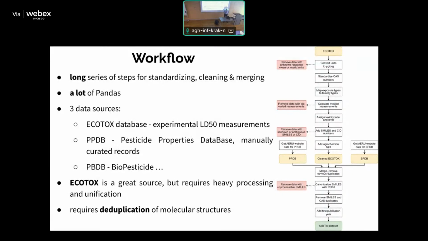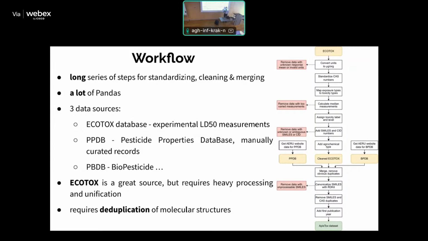But basically, if you want to take multiple data sources, the first thing that you have to do is standardize them, to bring them into the same format. For example, the EcoTox database is publicly available. It's a great database, but the major problem with EcoTox is that it contains single lab measurements. So for example, for a given pesticide, you can have 1,000 numbers, and you have to aggregate them into a single label, too toxic or not too toxic.